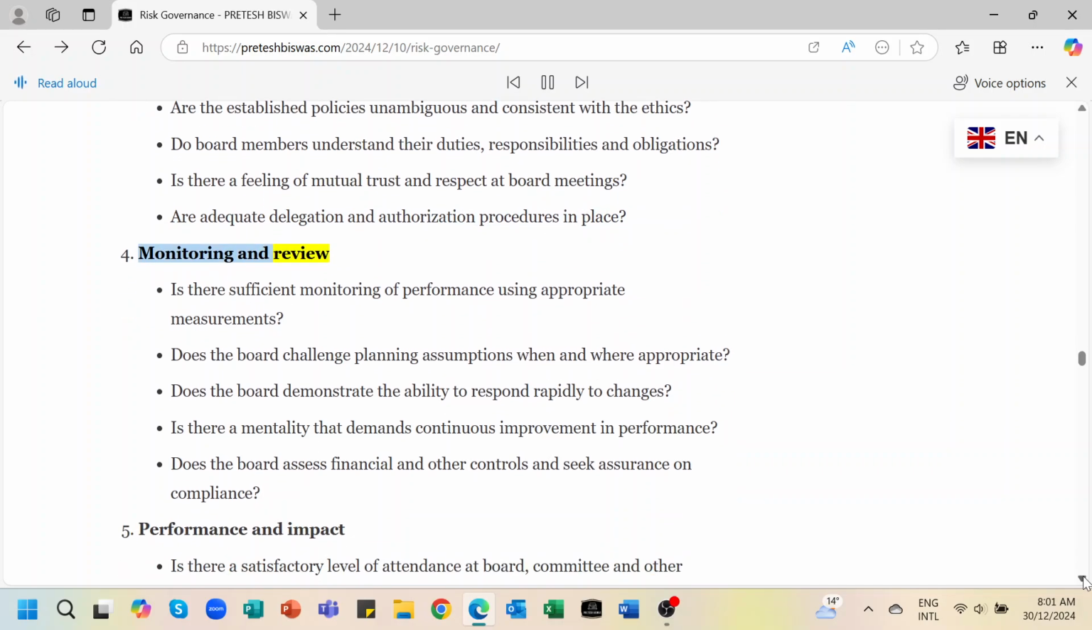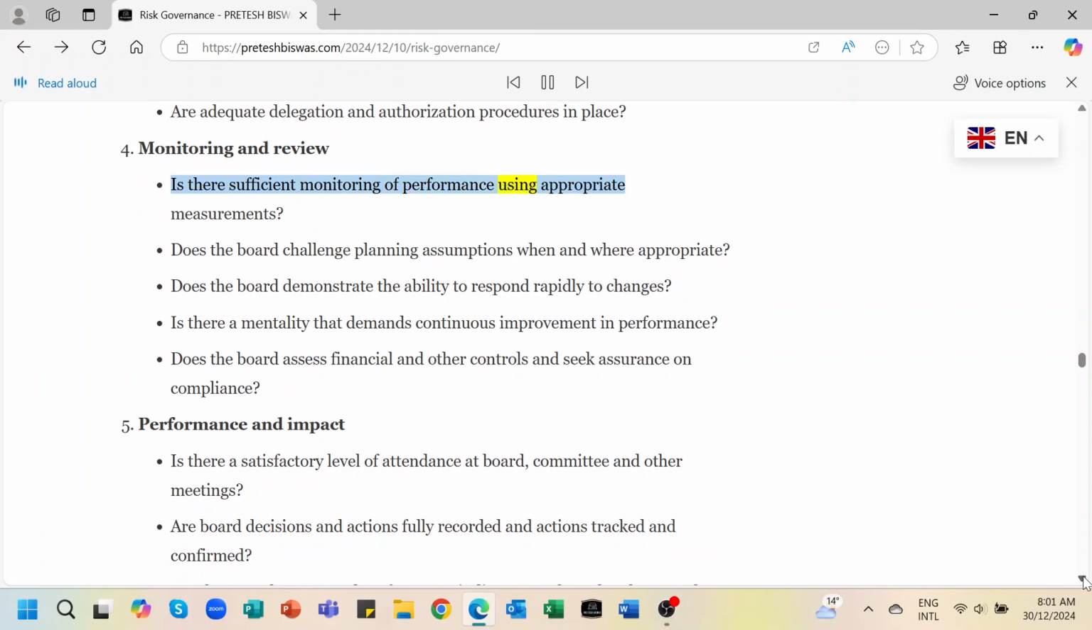Monitoring and review. Is there sufficient monitoring of performance using appropriate measurements? Does the board challenge planning assumptions when and where appropriate? Does the board demonstrate the ability to respond rapidly to changes? Is there a mentality that demands continuous improvement in performance? Does the board assess financial and other controls and seek assurance on compliance?